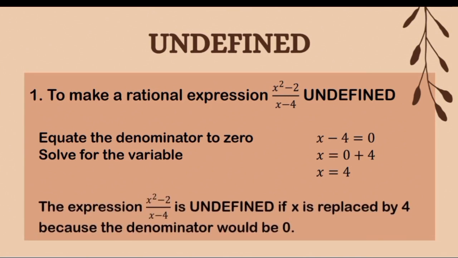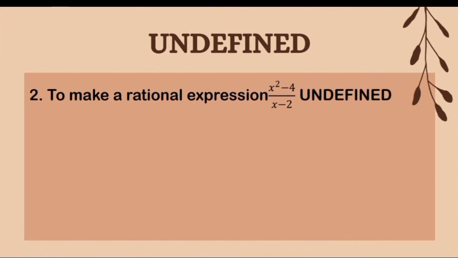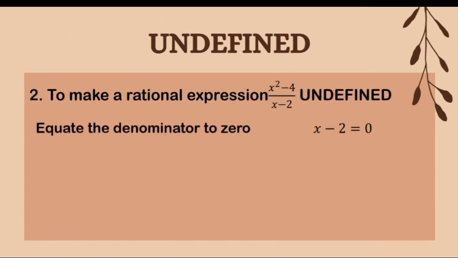The second example is to make the rational expression (x squared minus 4) over (x minus 2) undefined. Equate the denominator to 0, which is x minus 2 equals 0. Then solve for the variable x. Transpose the negative 2 to the right side, and it will become positive 2. So x equals 2.